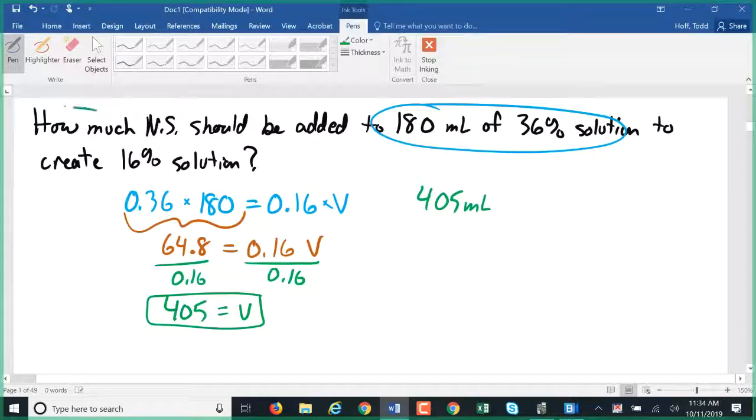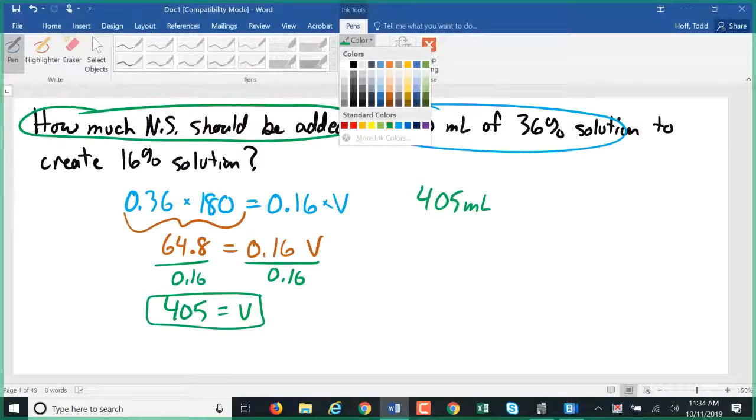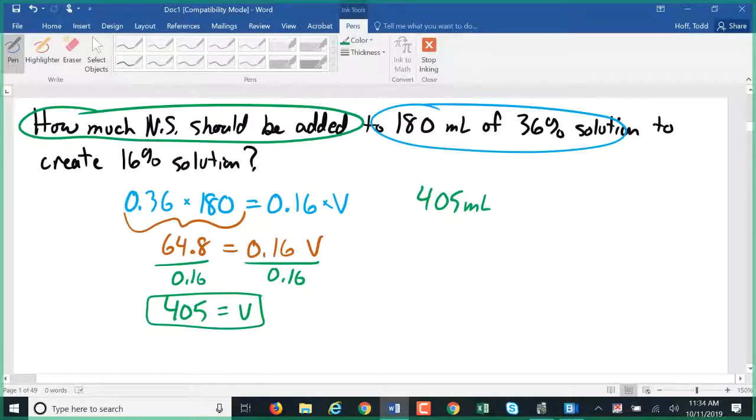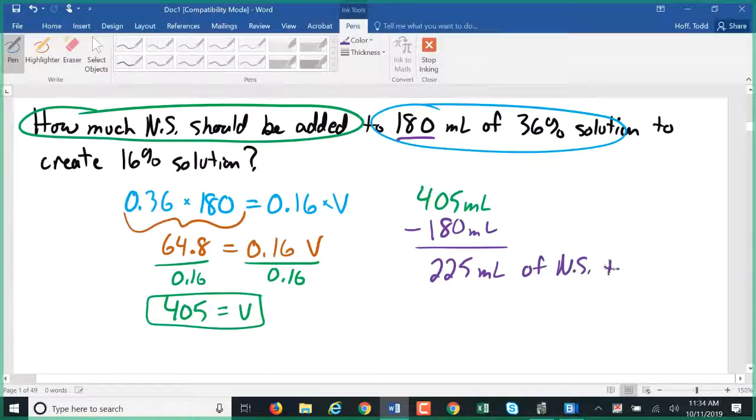Now I need to have a new volume of 405 milliliters. But I'm asked how much saline should be added. What do I have to do to find the amount of saline to add? Subtract the original volume of 180 milliliters. The difference is 225 milliliters. 225 milliliters of NS.